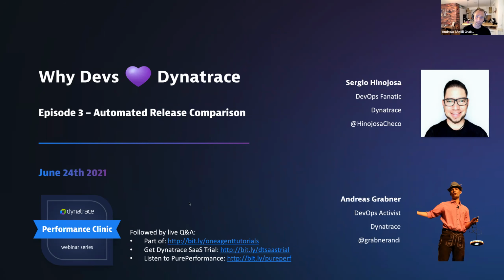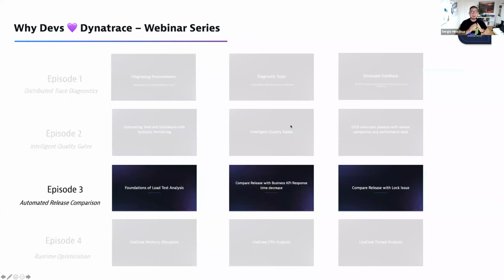Episode 3, automated release comparison. Thank you, Andy. So let's start. This webinar is all about developers, for developers. The name says it: Why Devs Love Dynatrace. Episode 1 was about distributed trace diagnostics. Episode 2 was about intelligent quality gates, which we introduced in this webinar. Episode 3 is what we are going to do with the quality gates: what are the advantages, and how you as a developer can optimize your code and detect and stop bad builds.